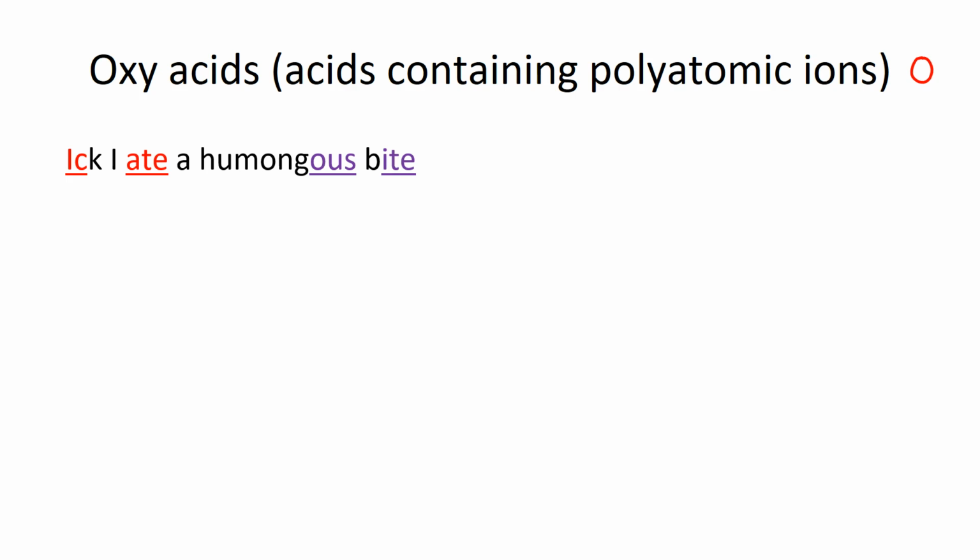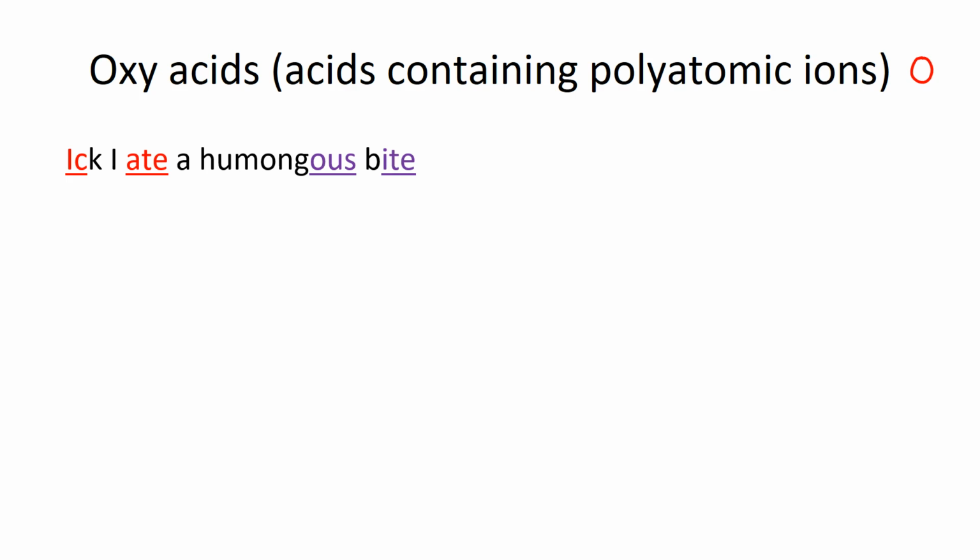All right. So for oxyacids, I remember this statement: Ick, I ate a humongous bite. Notice that I have IC and ATE in red, and I have OUS and ITE in purple, so I can distinguish those two. Where have you seen ATE and ITE before? Polyatomic ion names, right? So what do you think is going to happen to a polyatomic ion that ends in ATE?